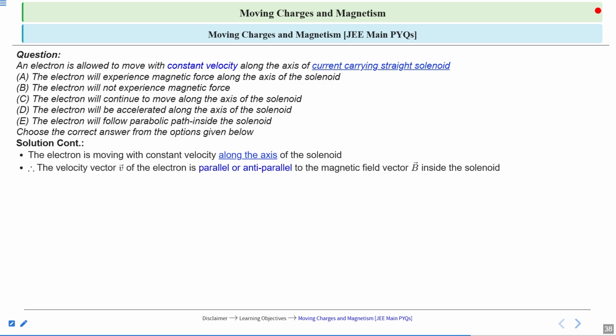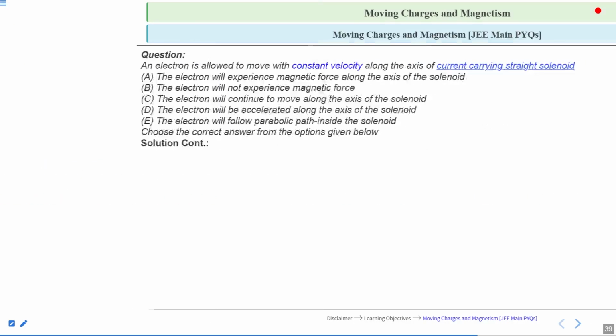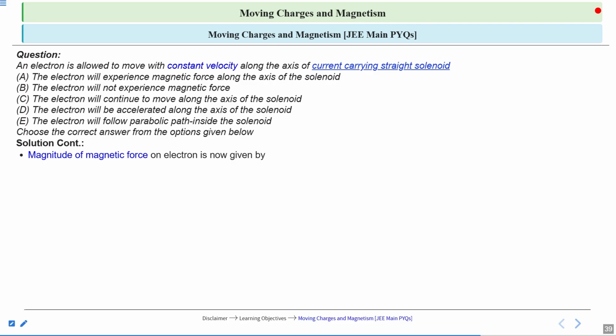So the electron is moving with constant velocity along the axis of a solenoid. The velocity vector V of the electron is parallel or anti-parallel to the magnetic field B inside the solenoid. Hence, the angle between V and B is 0 degree or 180 degree. Magnitude of magnetic force on the electron is now given by F = |Q V cross B|, which is QVB sin theta. Theta is 0 or 180 degree. So in both cases, sin 0 degree is 0, sin 180 degree is also 0. So force will be 0.